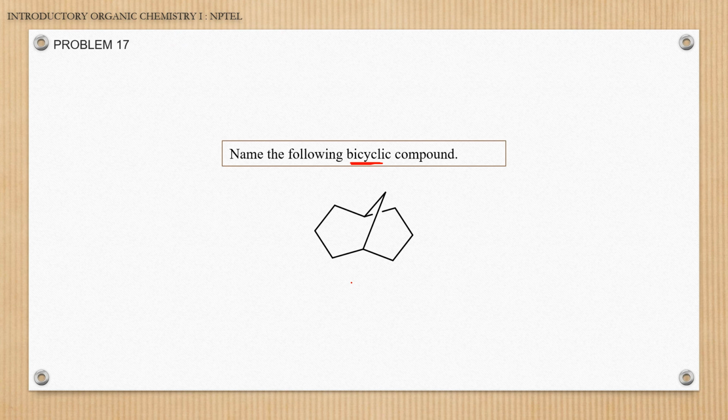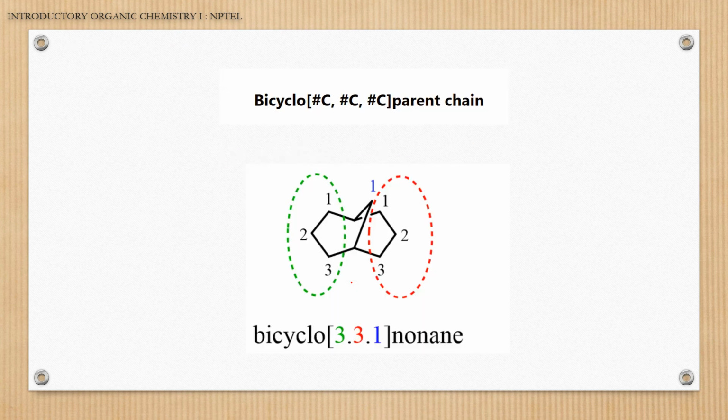Okay. So here, first of all, the criteria of the nomenclature of this bicyclic compound is like this. First of all, you have to use the term bicyclo. Then the parent chain you have to calculate, the number of carbons present in all the rings. So this is the first ring, this is another ring, and this is another ring, right? So there are three rings.